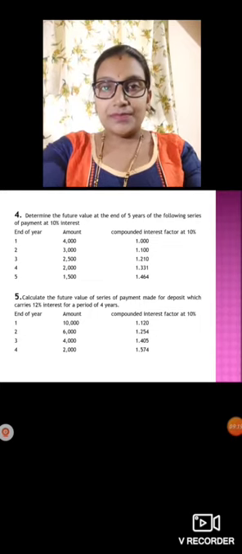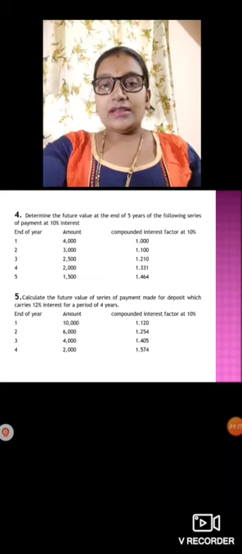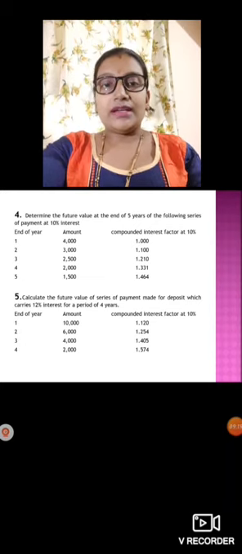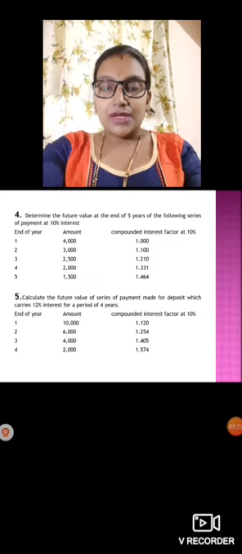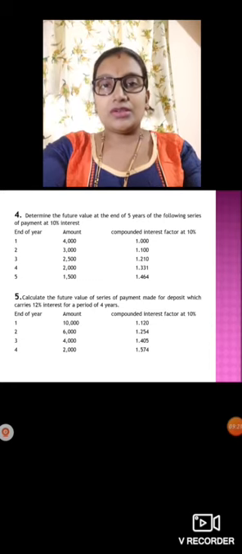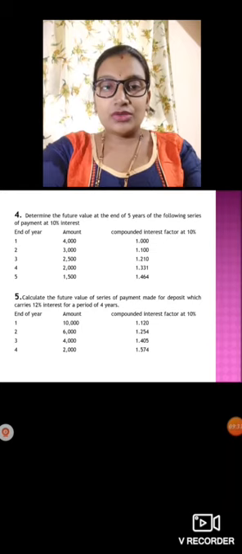Okay, while writing in the book, write it as 12%, not 10%. Compound interest factor at 12%. Okay. So the amount and interest you have to write as usual. The compound interest factor you have to write in reverse order. Okay. First you should write 1.574, then 1.405, then 1.254 and 1.120.